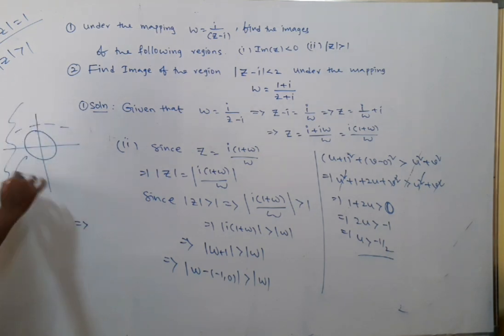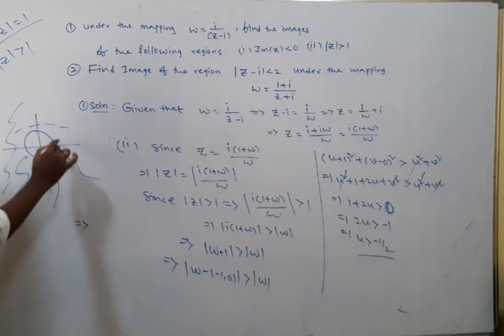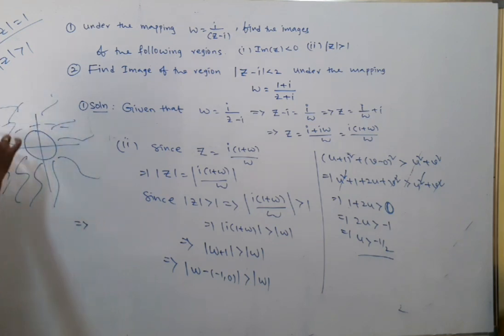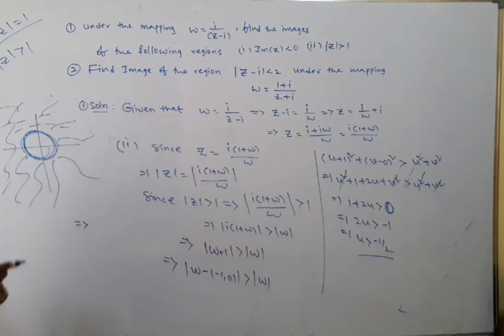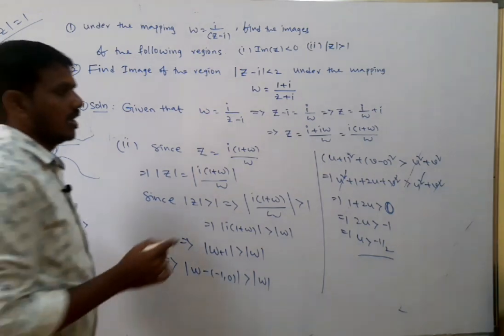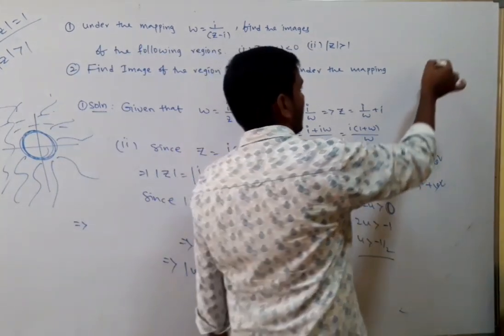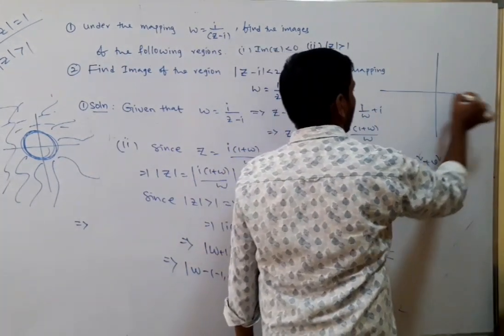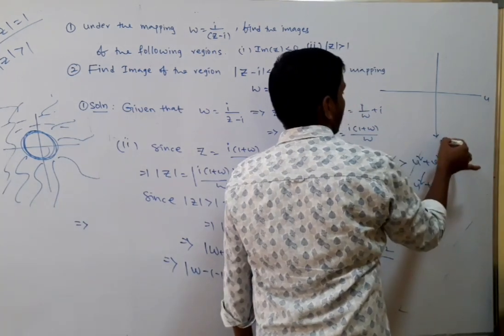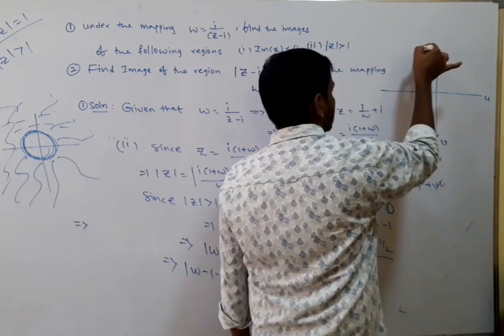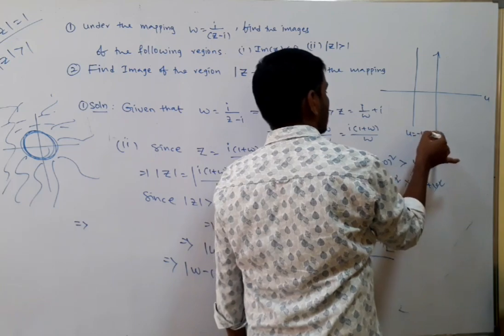This is our region. That means the complete plane except the unit circle. This is the region in the z plane. What is the corresponding image in the w plane? U is greater than minus 1 by 2. Here this is the real axis u, here it is the imaginary axis v. Yes, this is the line u equal to minus 1 by 2.